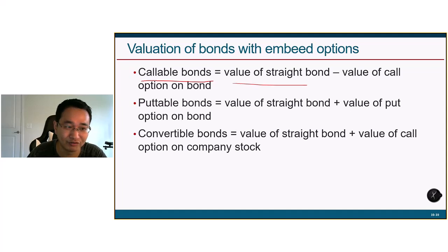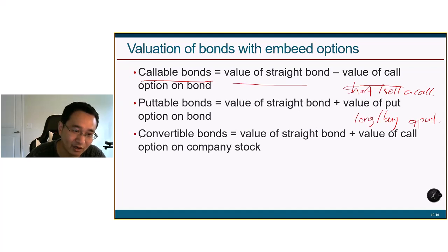For this class, I'm not going to focus on valuation, but I still feel obligated to share what I think is important when it comes to valuation. It's the value of a straight bond minus the value of the call option, because you short, or sell, a call. For a put bond, it's the value of a straight bond plus the value of the put option, because here you long, or buy, a put, so you need to pay for it.